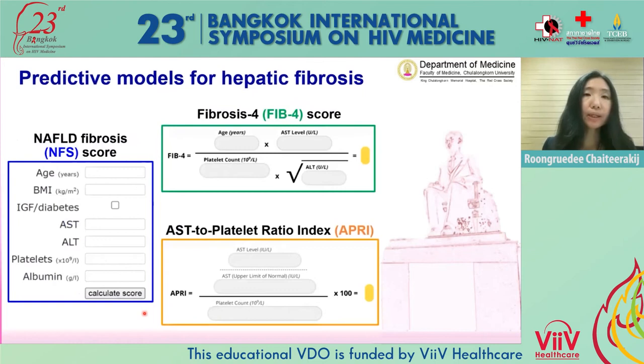There are three predictive models that can easily be used in practice. The first one is called the NAFLD fibrosis score, or NFS. The second one is the FIB-4 score, or Fibrosis-4 score. And the third one is the APRI index, or AST to platelet ratio index. You can see that the parameters to plug into the models are just simple labs that you can test in every hospital, for example, AST, ALT, platelet, and albumin.